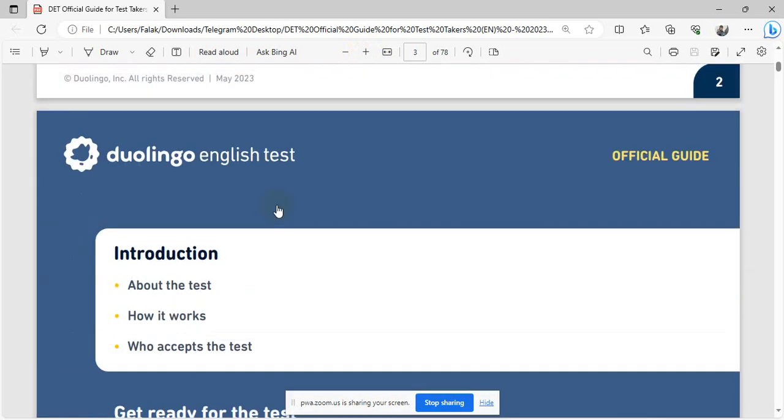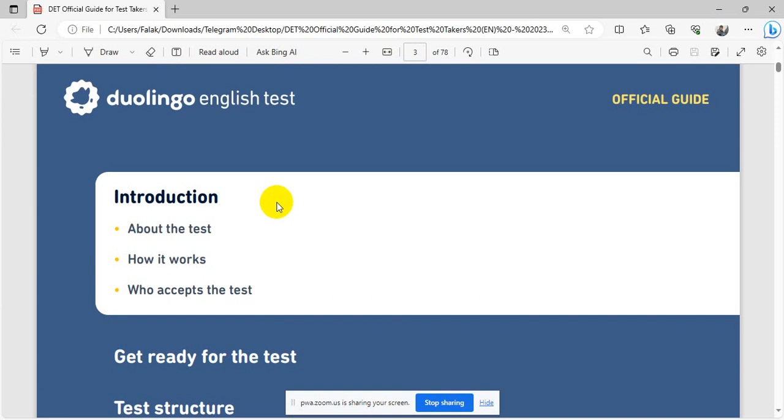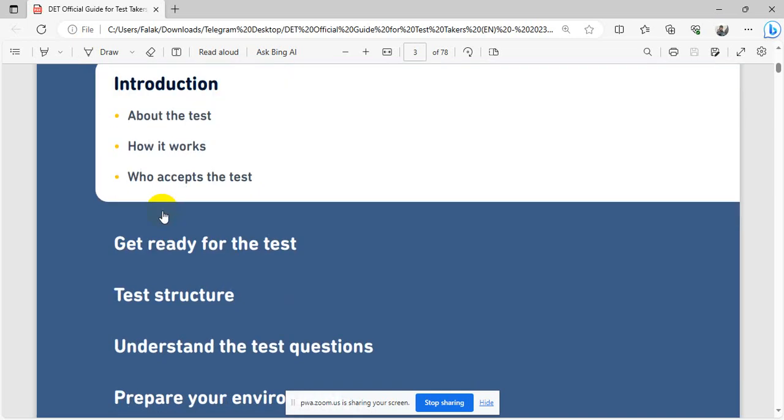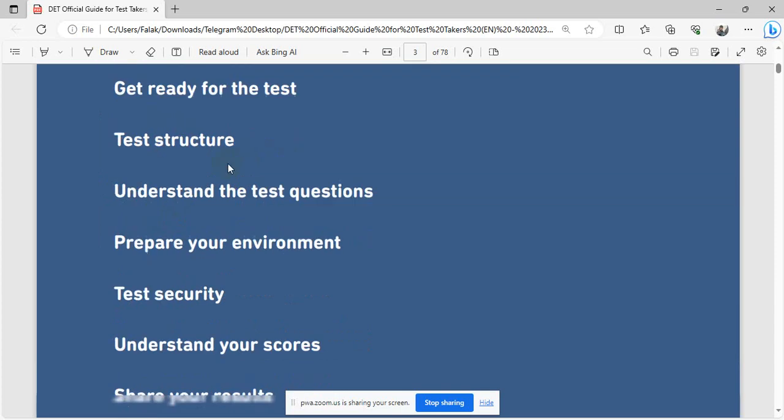So guys, in this session, we will dig into the introduction. In the introduction, we will explore even very tiny things about the Duolingo test. The first thing we will talk about is the test. It means things that you should know about the test before preparing for it. And then we will talk about how it works. It means how the Duolingo test really works. And finally, we will talk about who accepts the test. There are a lot of institutions and universities all around the world that accept the Duolingo test, and we will explore them here. And then we have get ready for your test and other topics here.